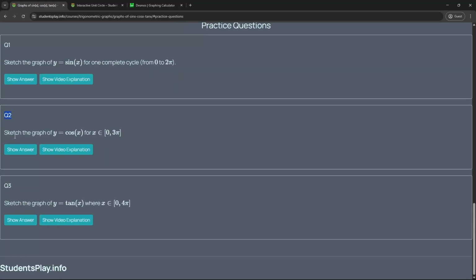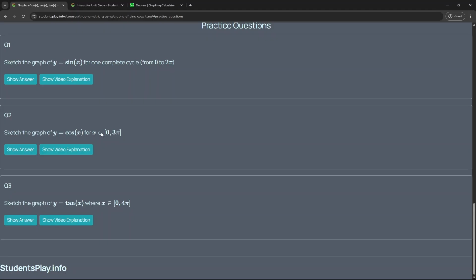Question 2. Sketch the graph of y equals cos of x, for x is... what the heck does this mean? If you're not used to reading this, which you probably wouldn't be at this stage, it's telling you what x is, okay? I read this symbol as "element."